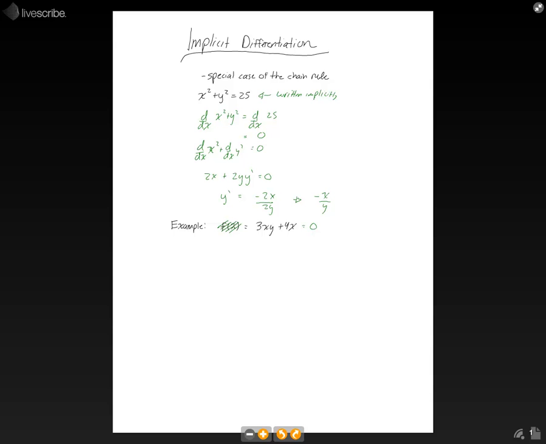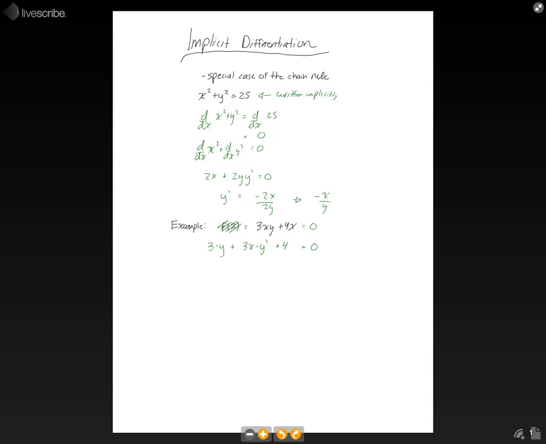But what we're going to do is we're going to take the derivative of 3x multiplied by y, and then take the derivative of y with respect to x and multiply by 3x. So, we're going to take the derivative of 3x, which is 3, and multiply by y, plus 3x times the derivative of y, which is y prime. And then we're going to add the derivative of 4x, which is 4. The derivative of 0 is 0.